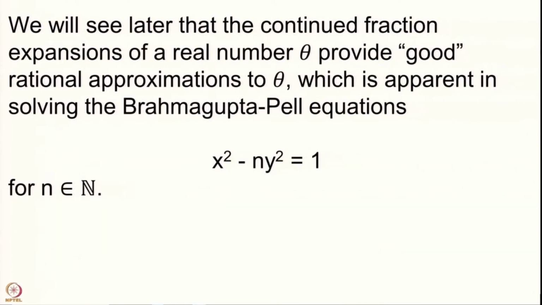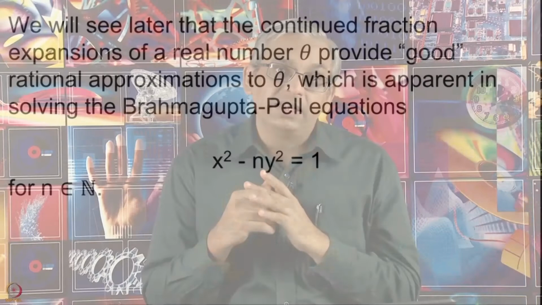But I must also tell you that there are the Brahmagupta-Pell equations, which are x square minus n y square equal to 1, where n varies over integers. We are going to construct explicit solutions to such equations. So, the point is that n is given, n is a fixed natural number, and we consider the equation x square minus n y square equal to 1, and the question is to determine the set of integers x comma y satisfying this property.